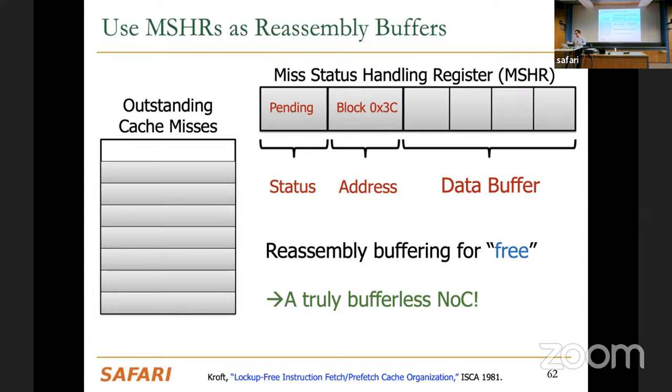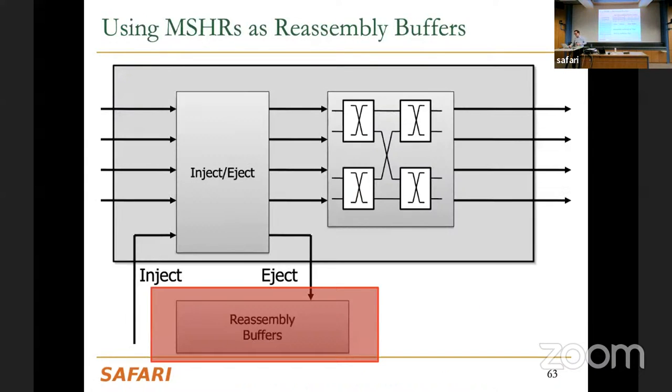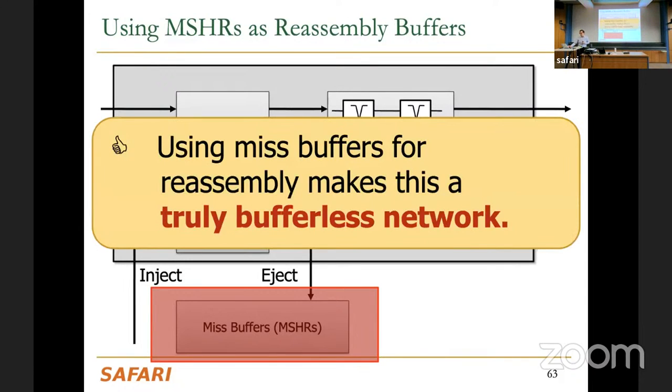So, in this course, we actually broke a lot of barriers, right? This is another example of breaking barriers. Why have multiple levels of buffering if you can actually get rid of some of the buffering and combine them? This is an example of that. Okay, so basically we got rid of the reassembly buffers and replaced them with what already exists, MSHR buffers.